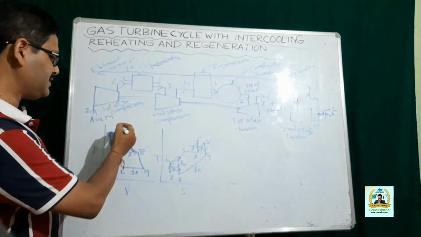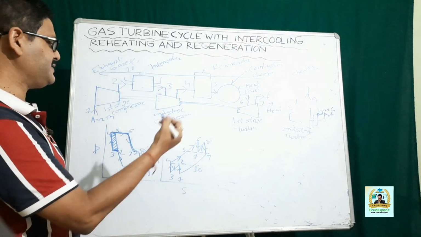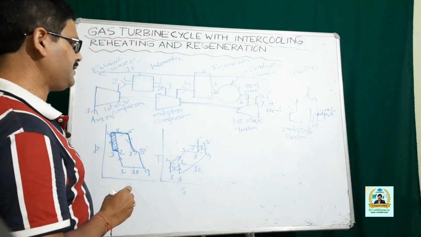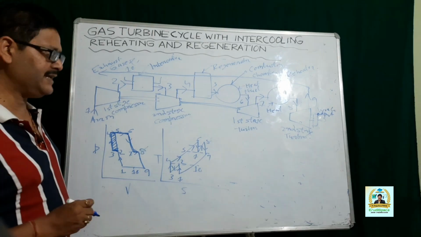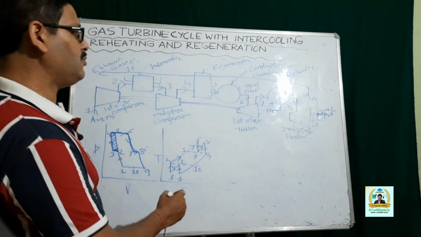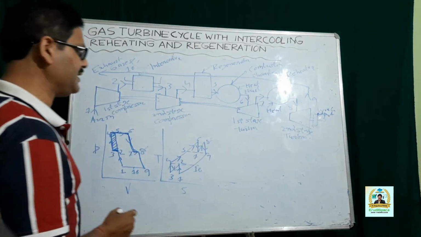6, 7 represents the expansion in the turbine where we get the work output that is required to meet the requirement of first and second stage compression. Then 7, 8 is the heat added in a reheater. 8, 9 is the work that is obtained due to expansion in the second stage turbine.